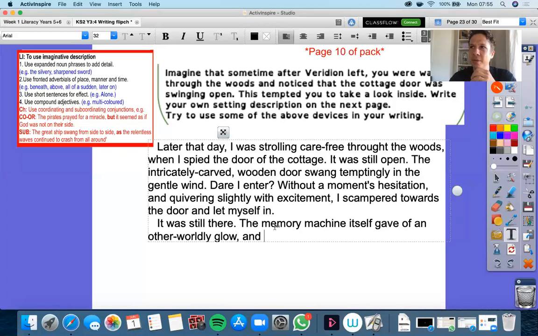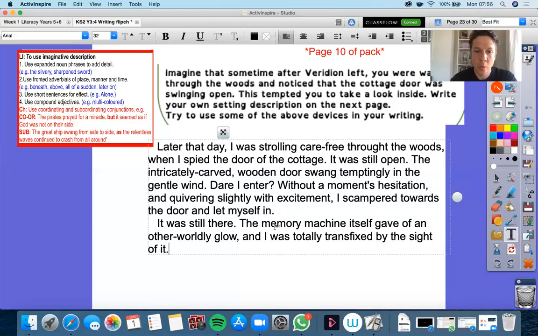And if it was giving off this glow, you'd be looking at it really hard, wouldn't you? Now, I'm going to level up looking. I'm going to say transfixed. When you are transfixed by something, you can't take your eyes off it. And I was completely transfixed by this. Oh, I'm going to change it to totally transfixed. Nice bit of alliteration. Totally transfixed by it. Oh, by the sight of it. And I've also used a coordinating conjunction, and, to join my two simple sentences. And I was totally transfixed by the sight of it.